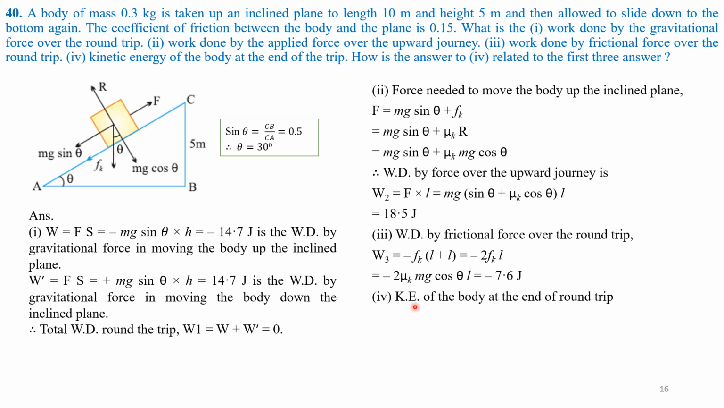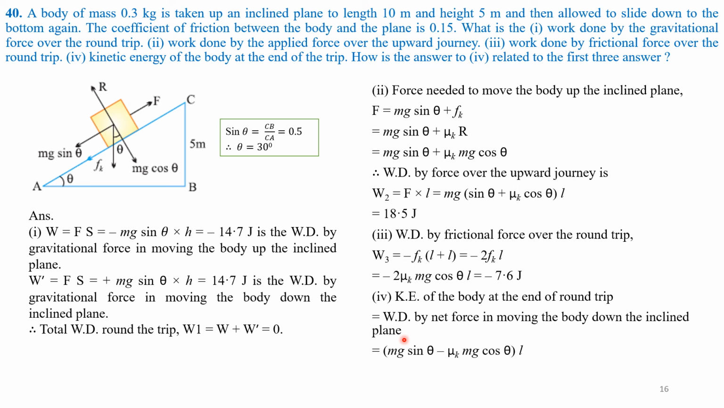Question number 4. Kinetic energy of the body at the end of the trip is equal to the work done by the net force in moving the body down the inclined plane. That is equal to mg sin theta minus mu k, the coefficient of kinetic friction, into m into g into cos theta. Therefore, that is equal to 10.9 joules.